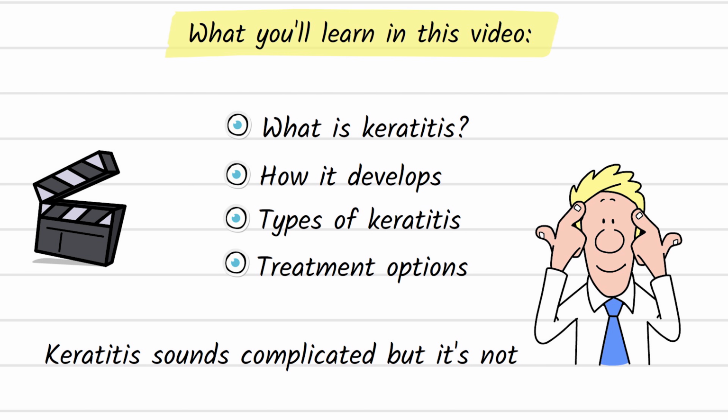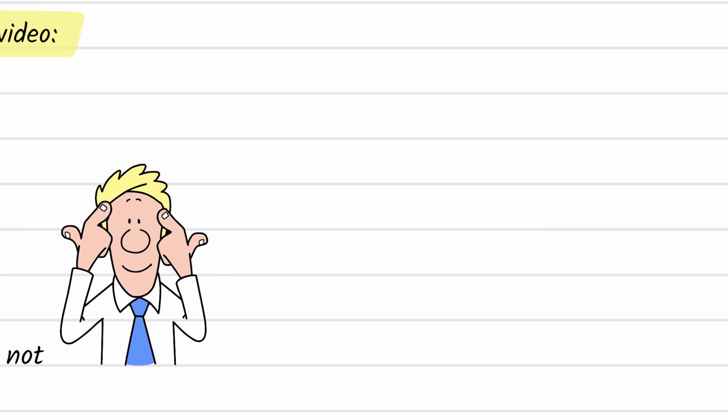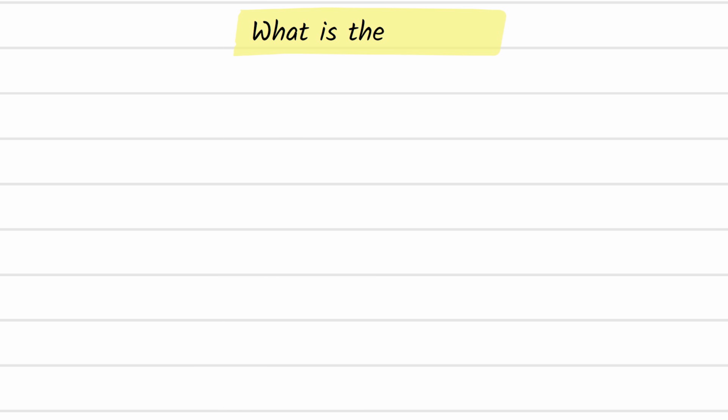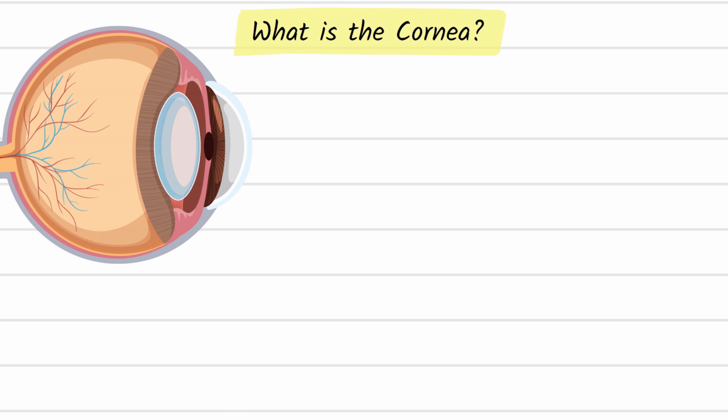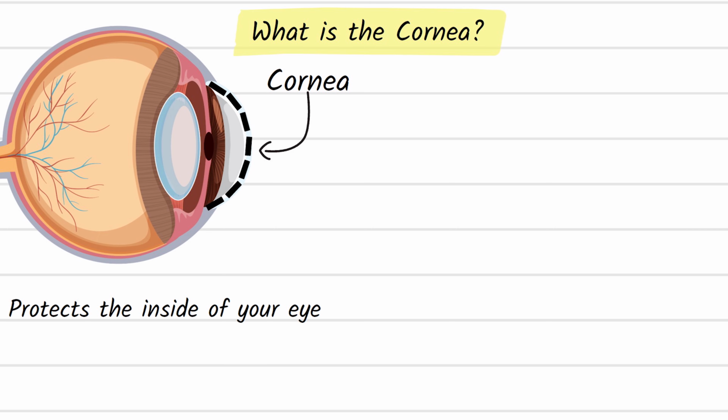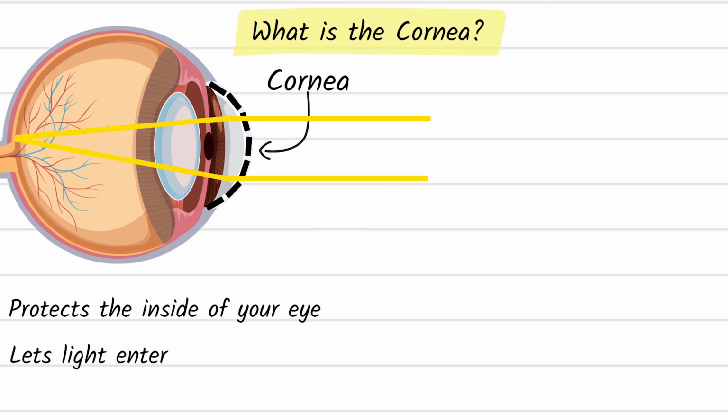The key to understanding keratitis is first understanding what the cornea is and why it is so important to your vision. Your cornea is the clear, dome-shaped front surface of your eye. Think of it like the windshield of a car. Just like a car's windshield protects everything inside and lets light through so you can see the road, your cornea protects the inside of your eye and lets light enter so you can see the world. The cornea is incredibly important because it does most of the focusing work for your vision.